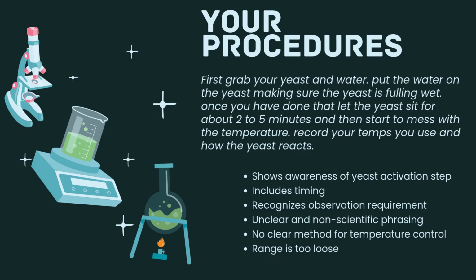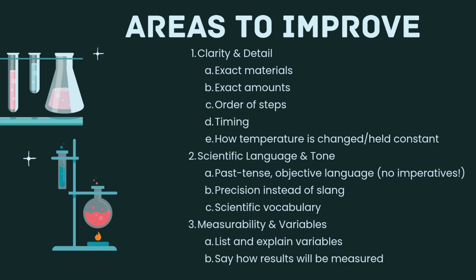And the range is a little bit too loose. 2 to 5 minutes, that's too big of a range. You need to have a specific number. Let the yeast sit for 2 minutes or let the yeast sit for 5 minutes. That way, a scientist could reproduce that exactly. Precise timing is really critical for scientific validity.